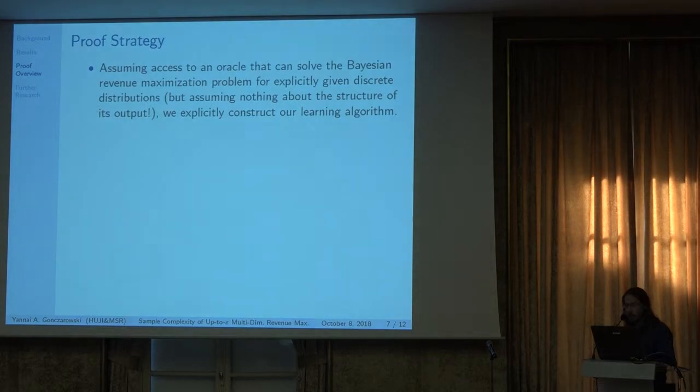So our proof strategy is going to be as follows. We're going to assume access to an oracle that can solve the Bayesian optimization problem precisely for explicitly given discrete distributions. This is only a matter of computation. There's no magic here. The oracle has all of the information available to it. But we're going to assume nothing about the structure of the output of the oracle. And using this oracle, we're going to explicitly construct our learning algorithm.